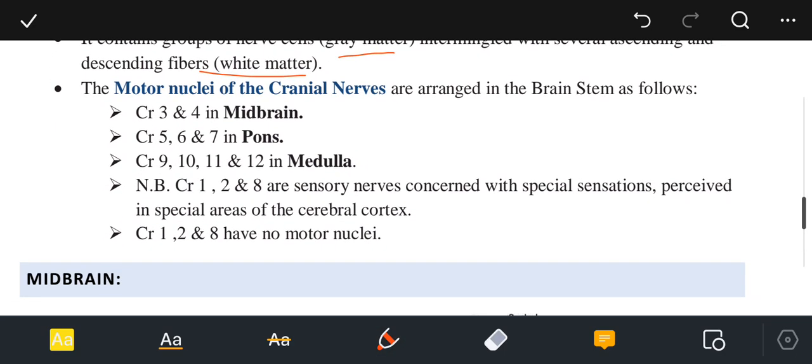The motor nuclei of the cranial nerves are arranged in the brainstem as follows: the cranial nerve 3, 4 in the midbrain, 5, 6, 7 in the pons, 9, 10, 11, 12 in the medulla. The NBME point is that cranial nerve 1, 2 and 8 are sensory nerves concerned with the special sensations perceived in special areas of the cerebral cortex. The cranial nerve 1, 2 and 8 have no motor nuclei.